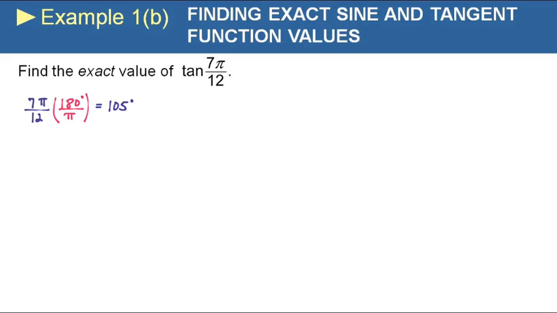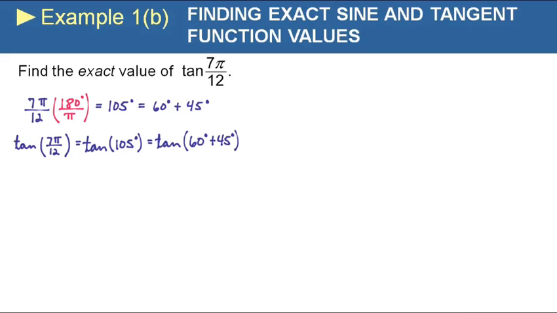And I think we could use 60 and 45. Remember, our only choices are 30, 45, and 60, so it's not like we have a whole bunch that we have to sort through. So tangent of 105 degrees is going to be equal to tangent of 60 plus 45. And now we're going to use our tangent of A plus B identity. And that's going to say tangent of A plus tangent of B over 1 minus tangent A tangent B.